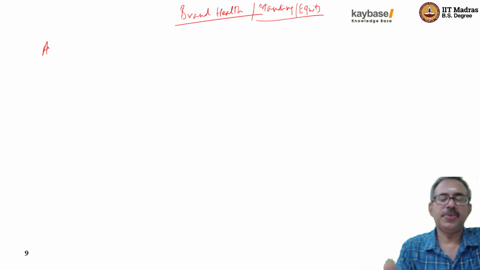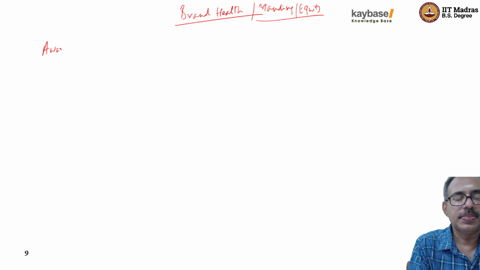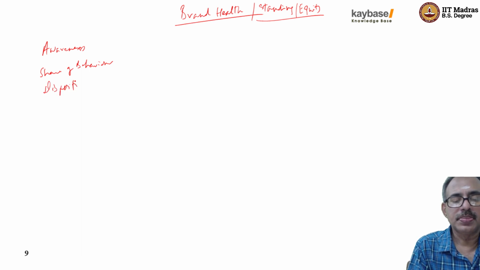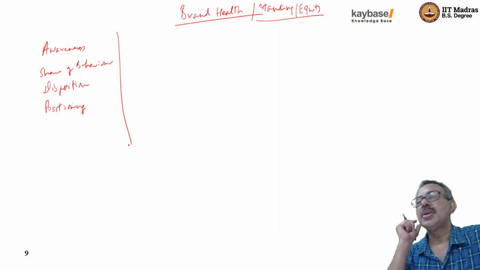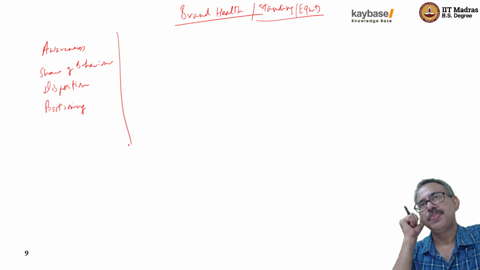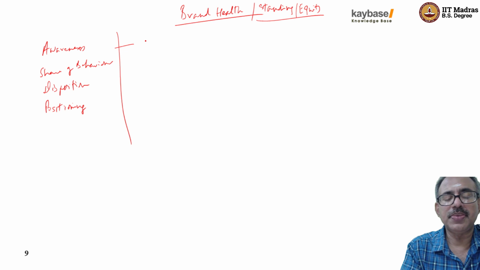Sure. So the first is awareness. Next is share of behavior. Third is disposition. Fourth is positioning. So what is awareness? Are people aware of the brand? Okay, and within that we've got three elements. We have got top of mind, we have got unaided, and we have got after aiding.